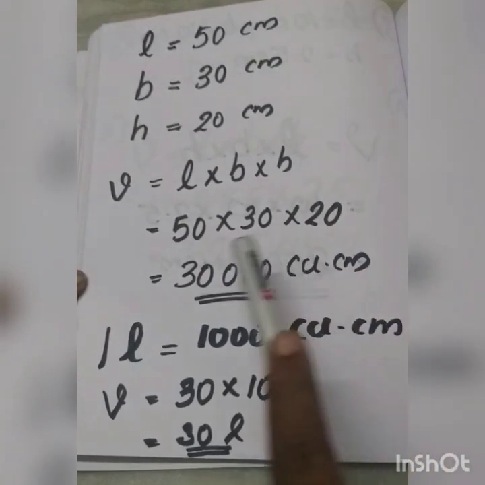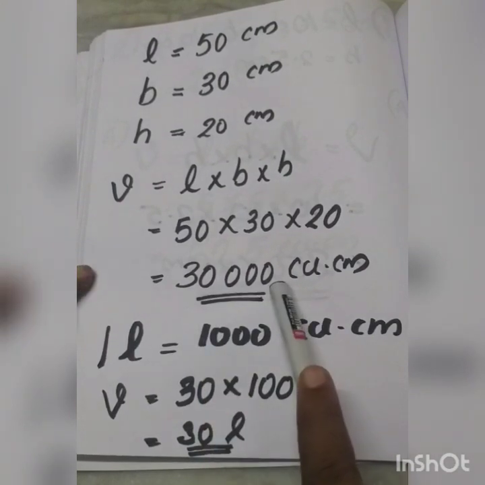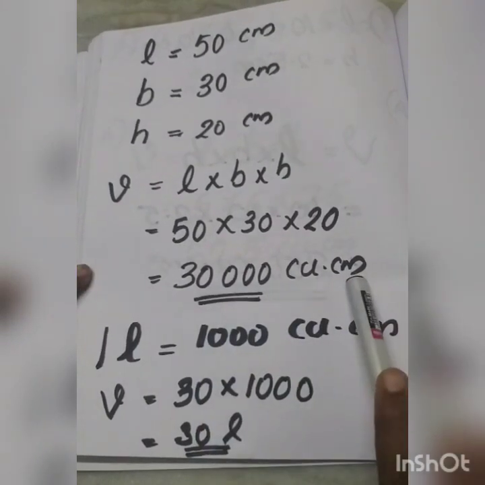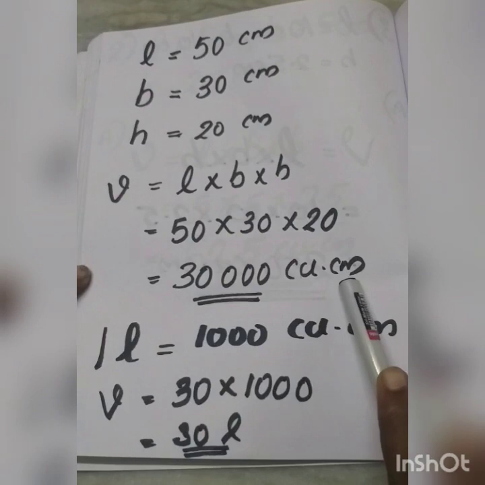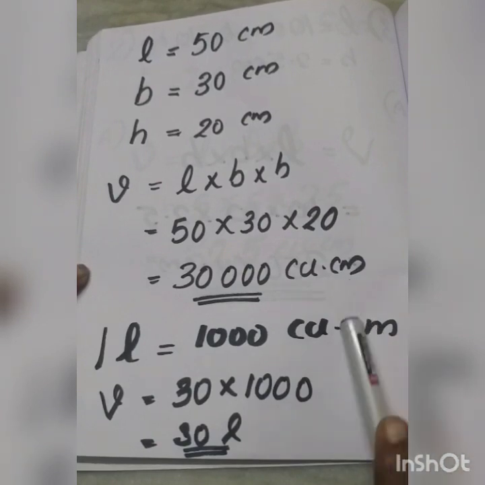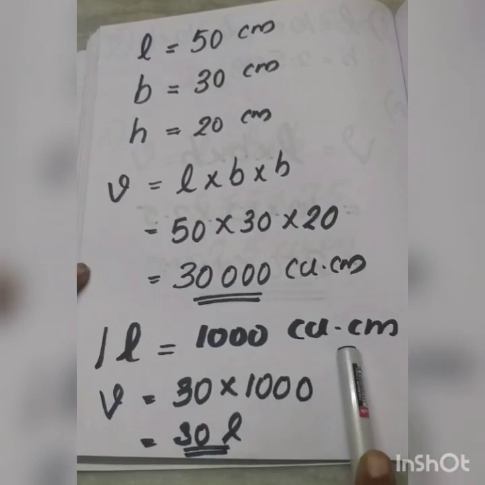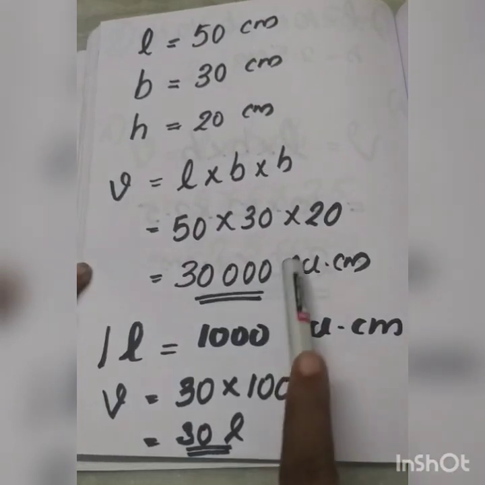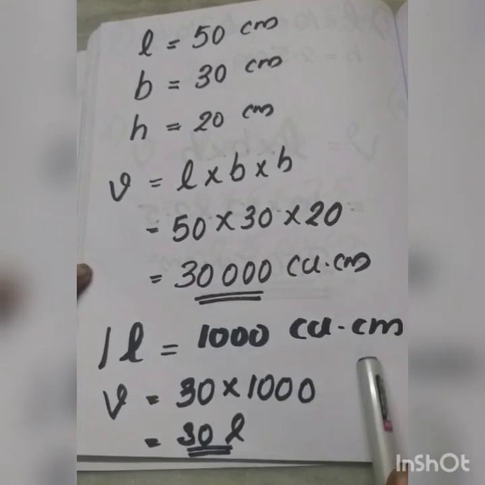It can hold this much. Its capacity is 30,000 cubic centimeter. But the question is, what quantity of water can it hold? So we need the unit or the amount of water. And you know, water and all we are measuring in liter or milliliter. So we need to convert this unit into liter.